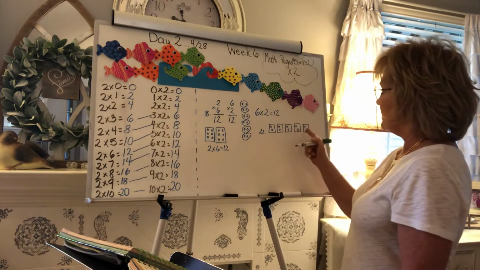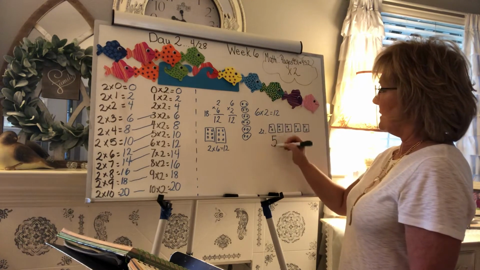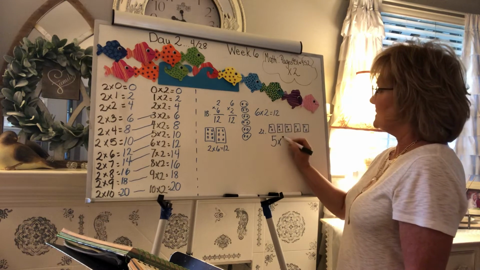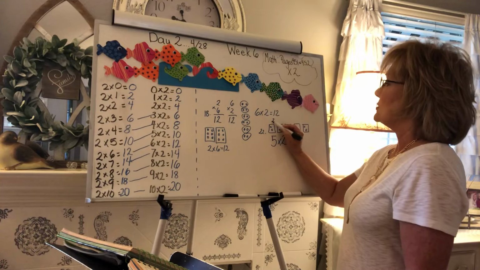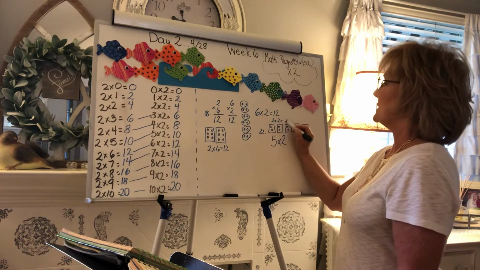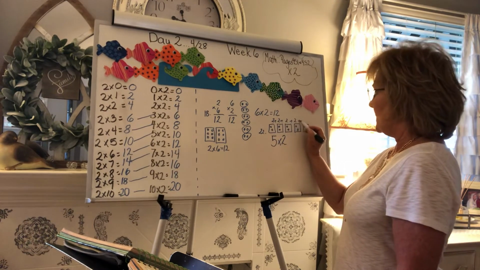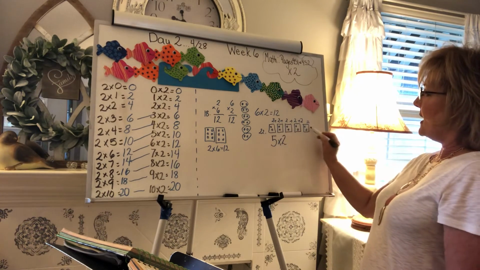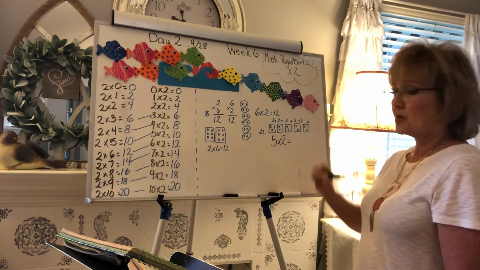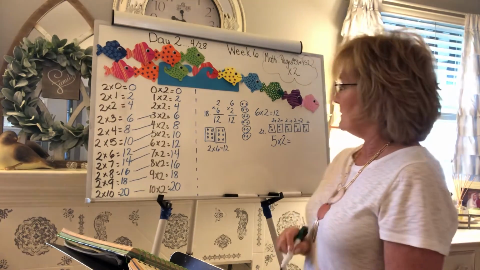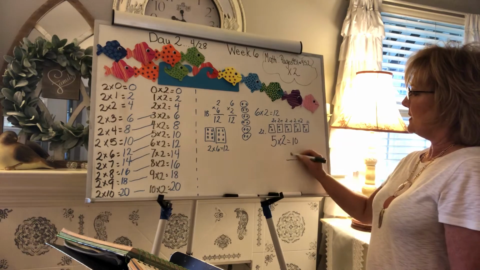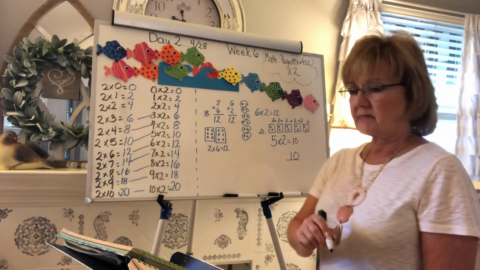How many groups does she have? 5. Because they're all the same, you can times it by just the one number. Instead of saying 2 plus 2 plus 2 plus 2 plus 2, and you're so exhausted, you can just say 5 twos. Shorten that problem, and 5 twos make 2, 4, 6, 8, 10. And so the answer is 10 ice cubes.